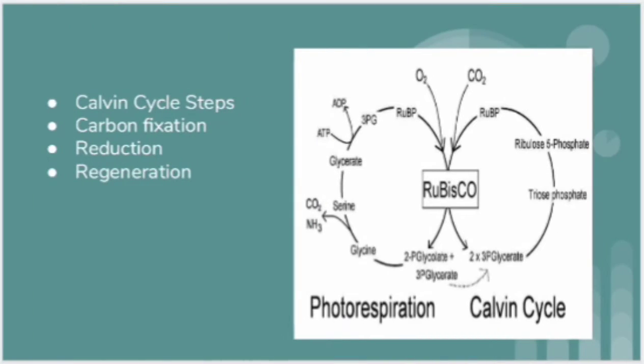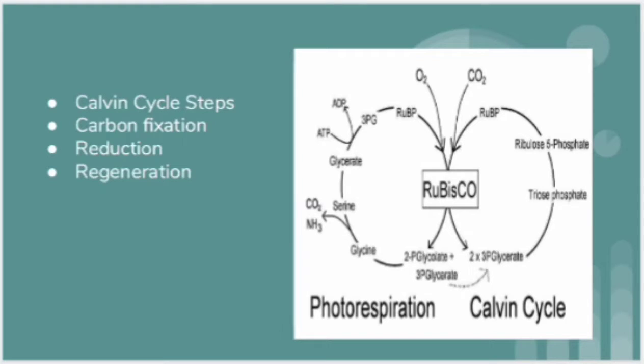Now, we will discuss how the Calvin cycle creates simple sugars from carbon dioxide in the steps of the Calvin cycle. First of all, carbon fixation. In carbon fixation, a carbon dioxide molecule from the atmosphere combines with the 5 carbon acceptor molecule called ribulose 1,5-bisphosphate or RuBP. The resulting 6 carbon compound is then split into 2 molecules of the 3 carbon compound named 3-phosphoglyceric acid or 3-PGA.